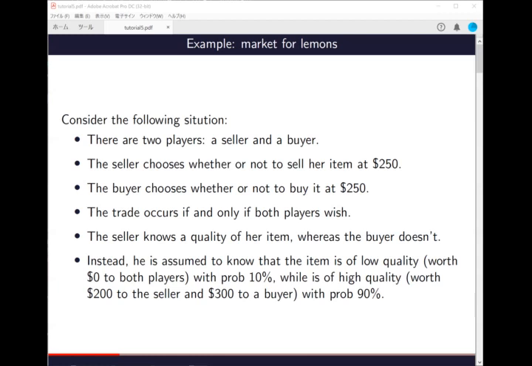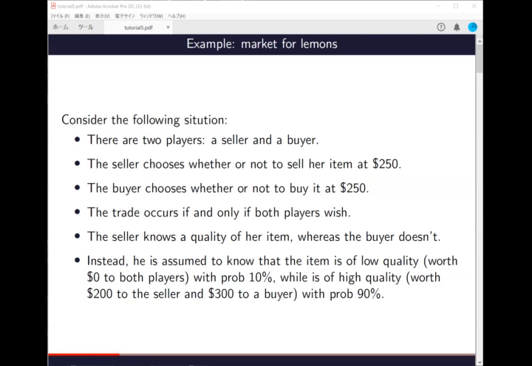Now, we assume that the seller knows the quality of the computer while the buyer doesn't. This is a natural assumption given that the seller possessed the computer for a while and probably knows how well it works, while the buyer has to decide whether to purchase it or not without knowing much about the quality of the computer. And so the seller is likely to know the value of the product, while the buyer is unlikely to know the value of the product.